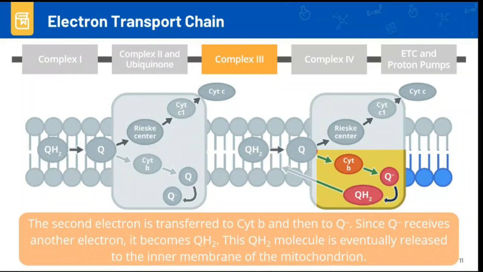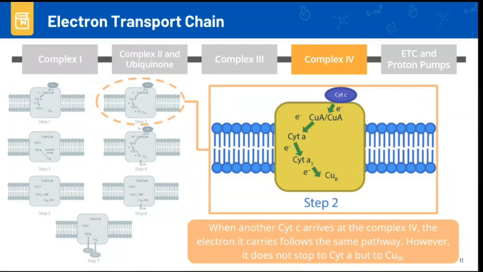Now, for the complex 4, it is a stepwise reduction. It is the last place where electrons are transferred before they reduce your oxygen to form a water molecule. This complex consists of your cytochrome A, cytochrome A3, a pair of copper A and copper B. The mobile cytochrome C that travels from the complex 3 to your complex 4 carries one electron. So this electron travels to your copper A, to your cytochrome A, and then to your cytochrome A3, which is step 1. When another cytochrome C arrives at the center of the complex 4, the electron it carries follows the same pathway.